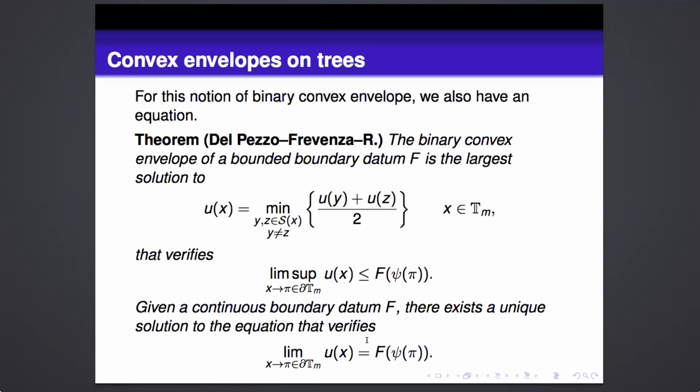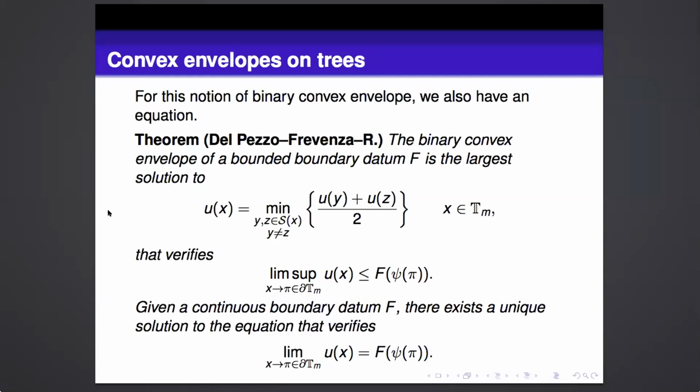And given a continuous boundary data f, there exists a unique function that is a solution to the equation, and the limit, the exact limit, is given by f. So you may say the Dirichlet boundary data for the analogous of the first eigenvalue lambda 1 equals to 0 inside the tree has a unique solution, and this unique solution is exactly the convex envelope of your boundary data F.